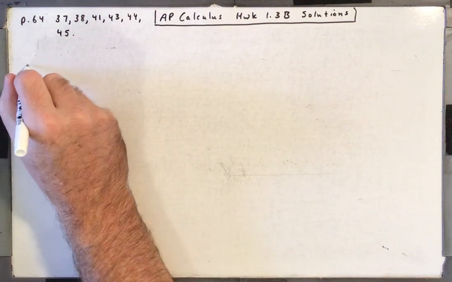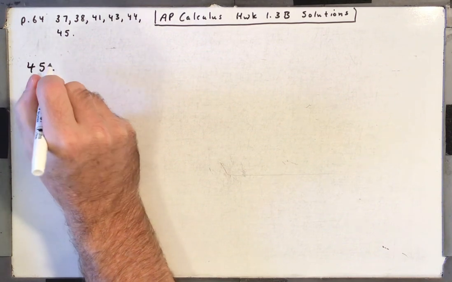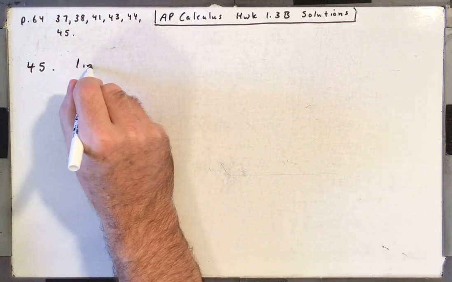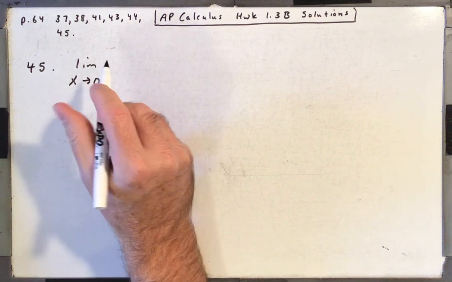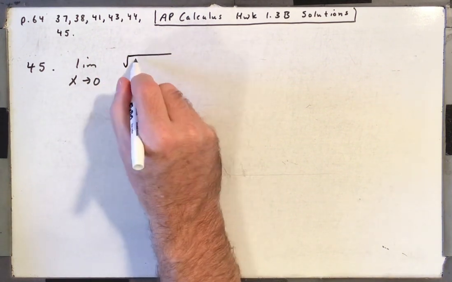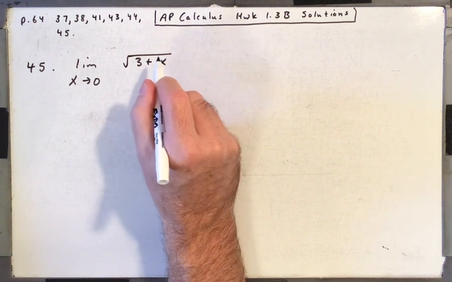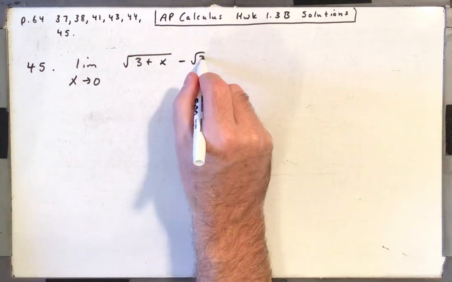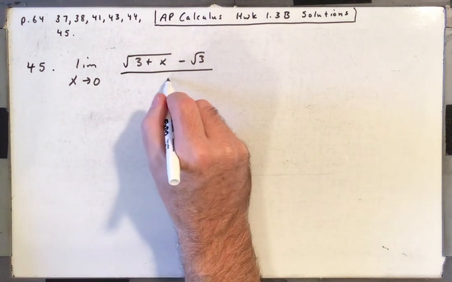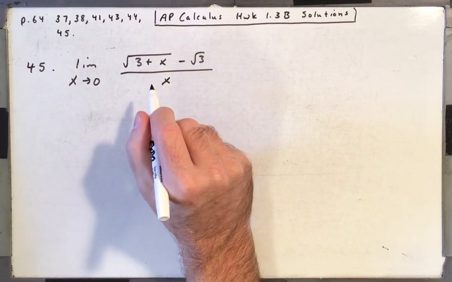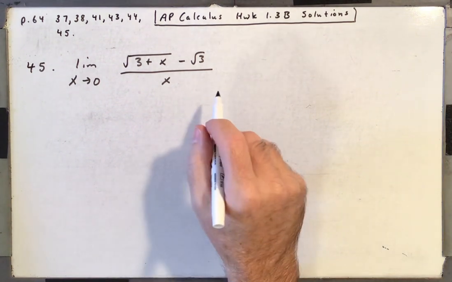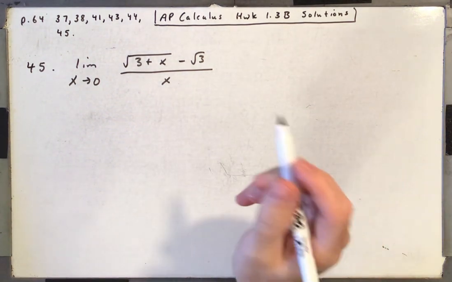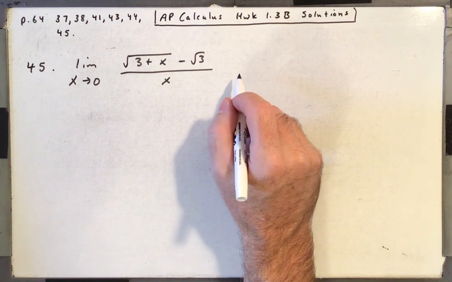Number 45. Got the limit as x approaches 0 of root 3 plus x minus root 3 over x. Now, this is very similar to the last one. It just changes root. We change a 2 for a 3 here. So probably I shouldn't have assigned this one, but we're going to end up with a similar answer, right? It's just going to have 3's in it.